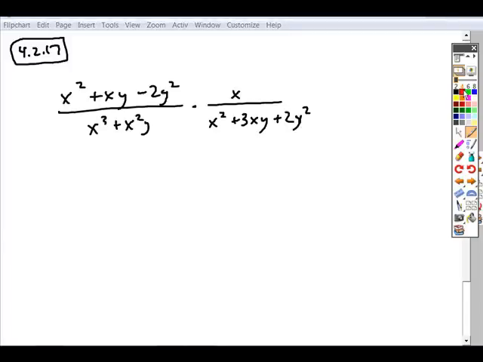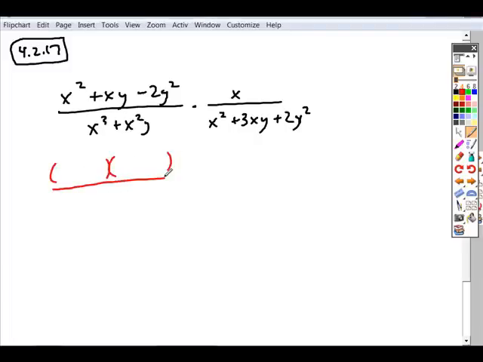All right. One of the things to take into consideration for this problem is you have both x's and y's. So when you write your binomial factors, they're going to have an x on the left term, y on the right term for each of them. So let's go ahead and factor our fractions independently.